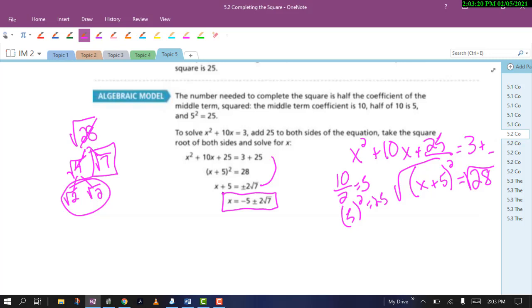So that's how we do completing the square. We add something in to make it x plus something squared.